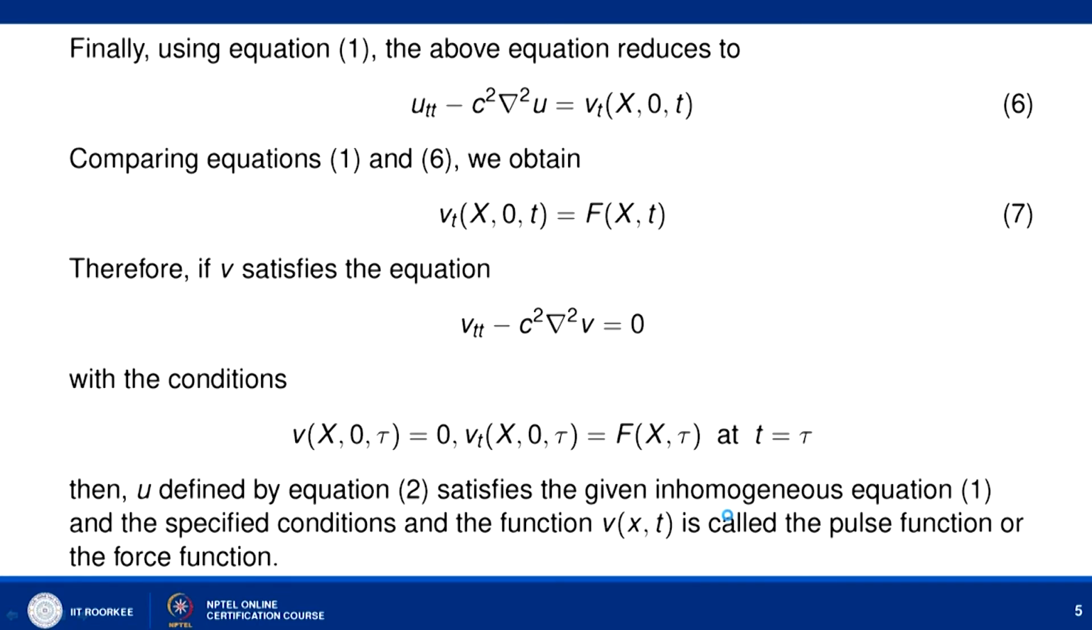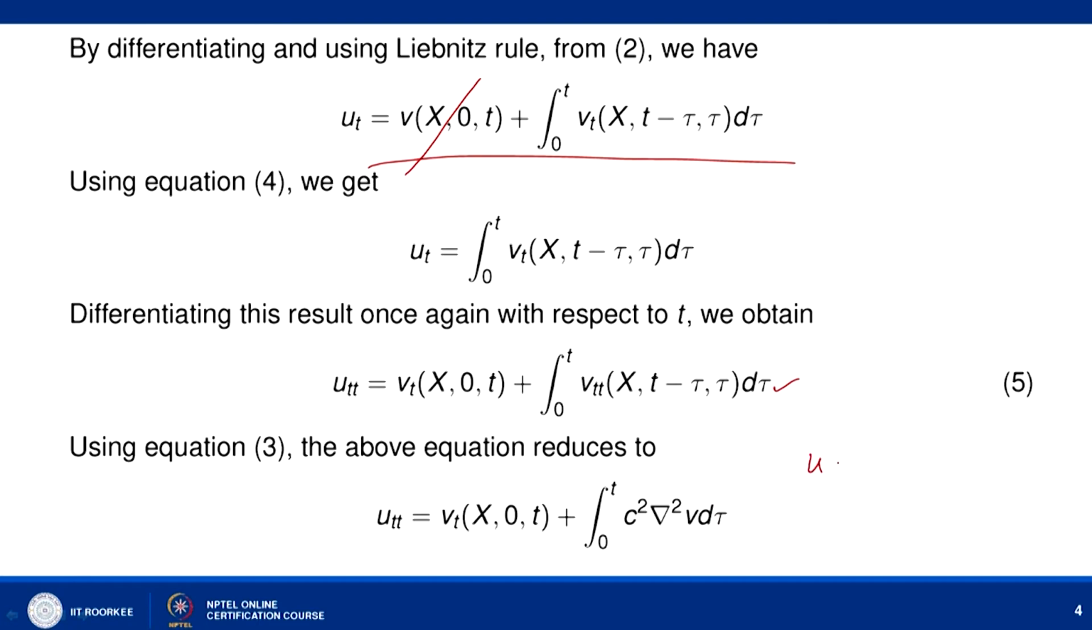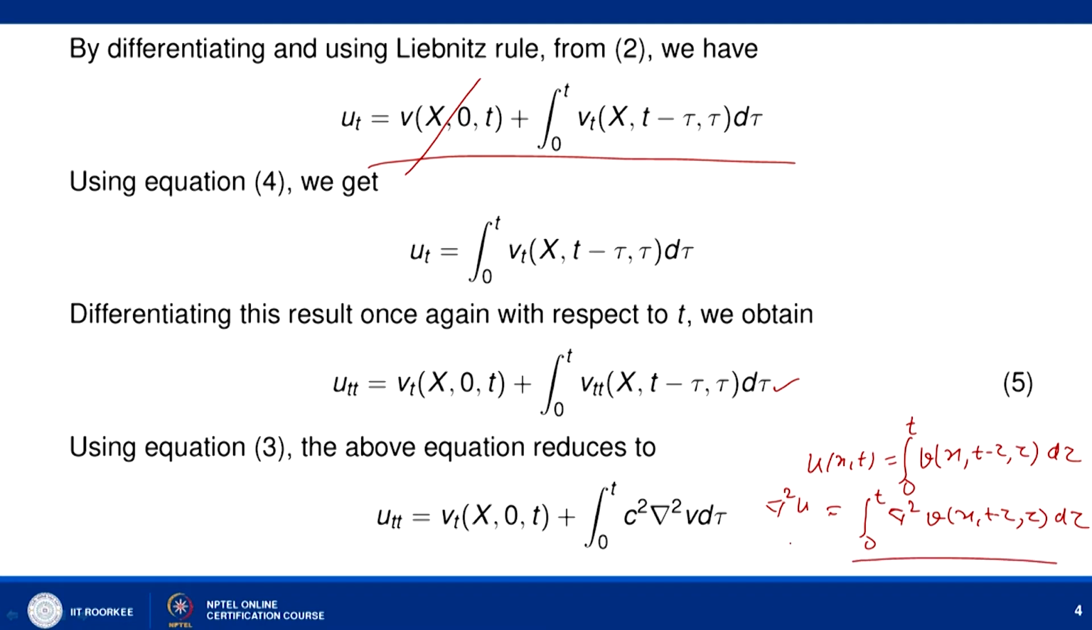And here, if you remember, we have defined u(x,t) equal to the integral from 0 to t of V(x, t minus tau) d tau. So, if we find del square u, it is defined as the integral from 0 to t of del square V(x, t minus tau) d tau, and we already know that in place of this we can write c square del square V.